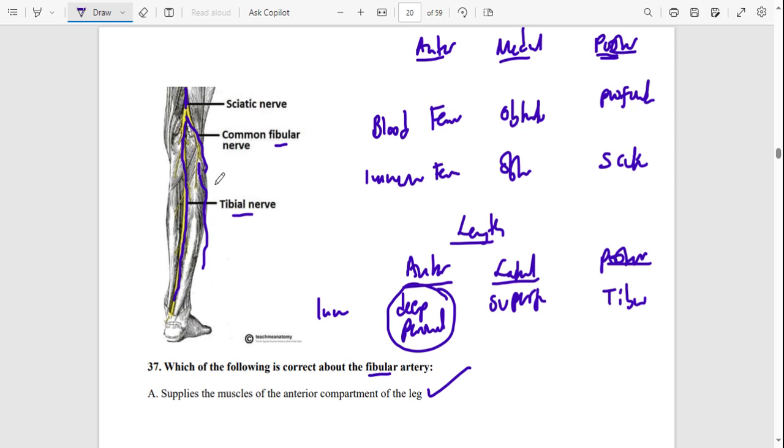The anterior tibial, this is where it becomes strict, because anteriorly innervation is by the what? The fibular nerve. Deep fibular nerve. But blood supply anteriorly is by the anterior tibial artery. The fibular artery is posterior. Okay, the fibular artery is going to be posterior here. So meaning that this option cannot be true. Supplies the muscle of the anterior compartment can't be true.